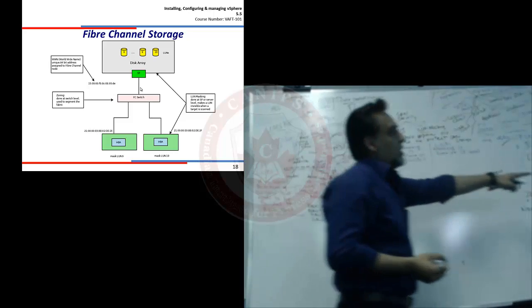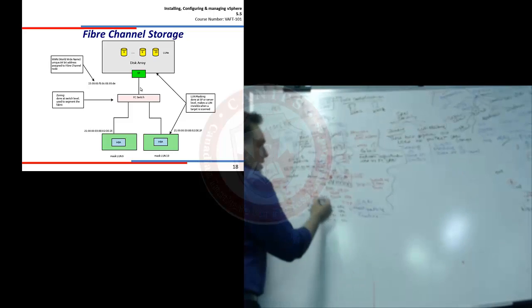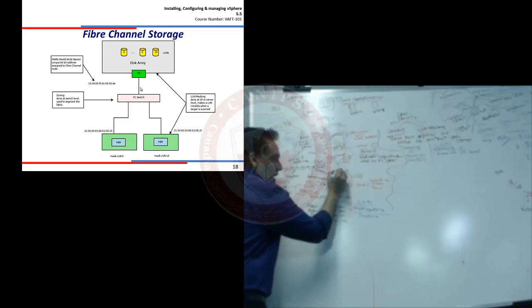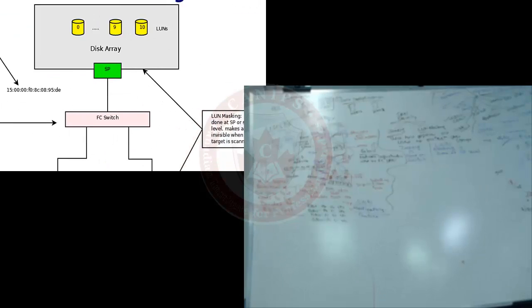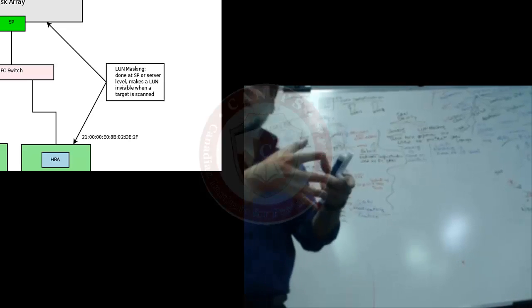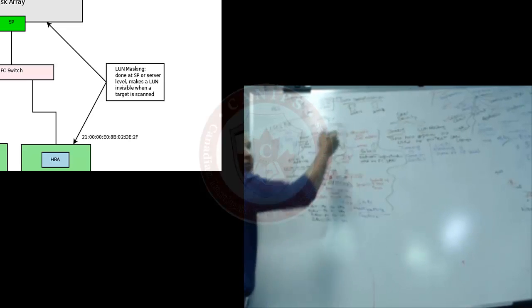Whereas LUN masking is done on the SP level. Again, it's the same concept: which logical disks are available to which servers. If you look at the definition here, LUN masking is done on the SP or server level and makes the logical unit number invisible to targeted servers. Since it is not available, nobody can connect to it. It is just a matter of how many disks are available for how many servers.